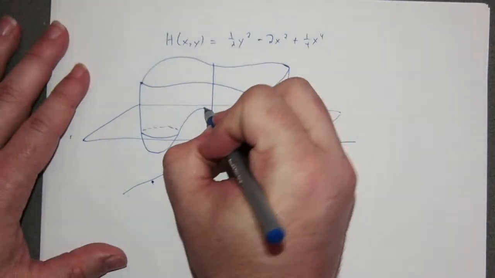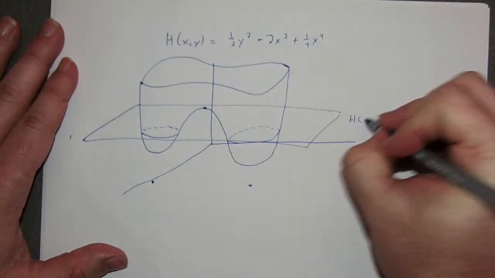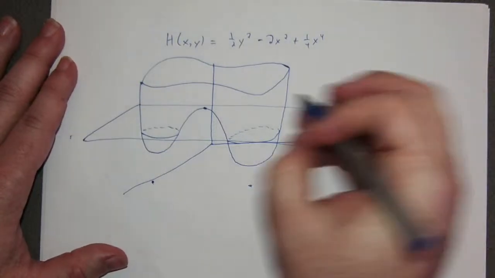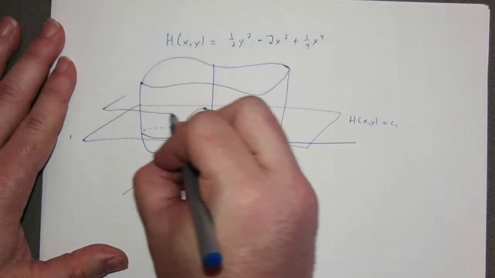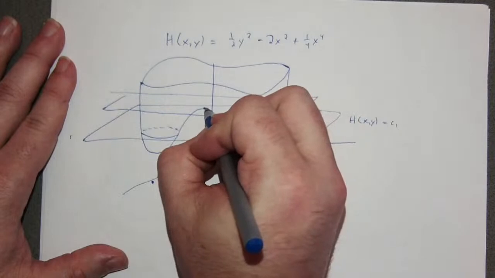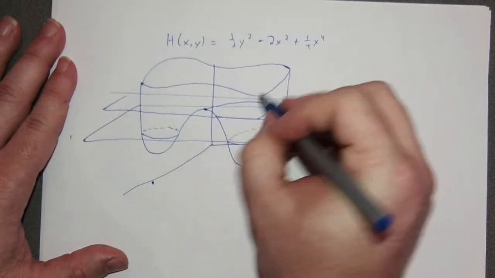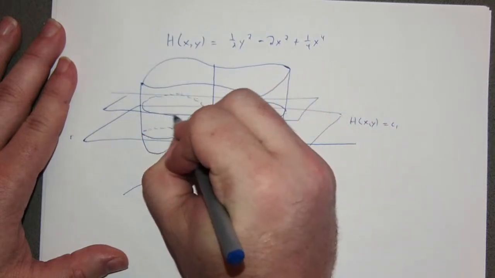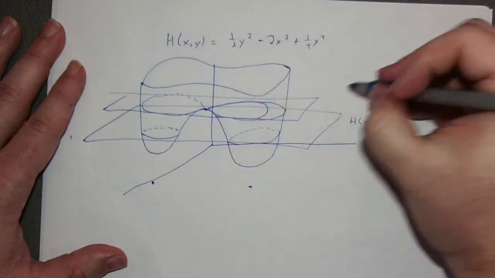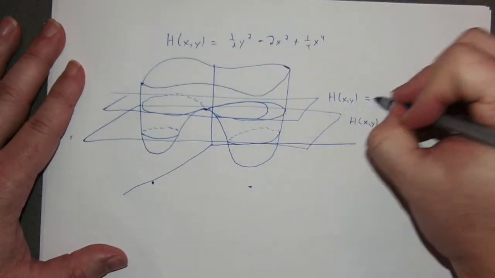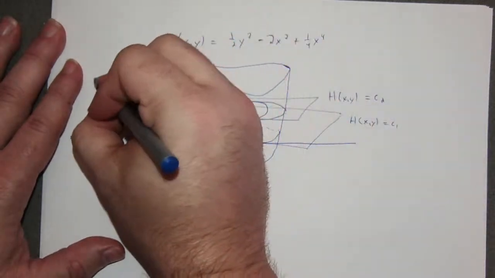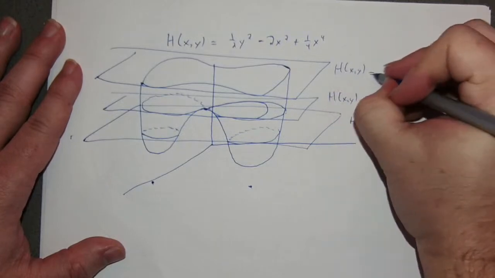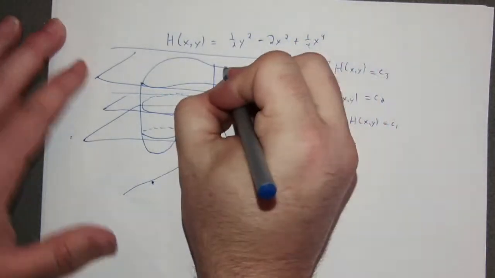At this point, these would be the level curves that I get: h of x,y equals c1. H of x,y equals c2 maybe cuts through exactly here at this level, which gives me this pinched thing. And then h of x,y equal to some other height. And then, if I go all the way up at the top, some level h of x,y equals c3, I get this curve.